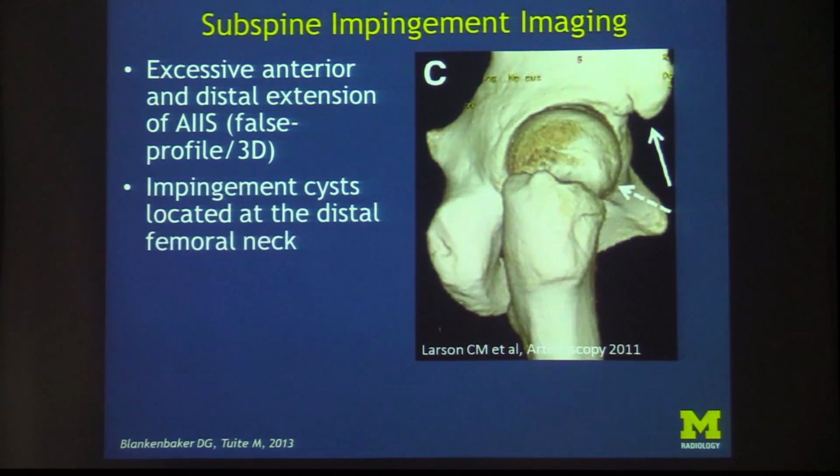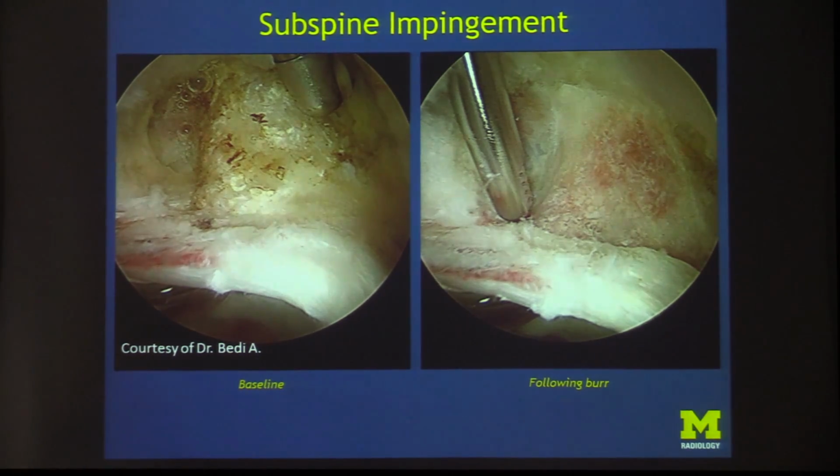And what is the treatment? Again, in the proper clinical setting, the surgeon will perform an endoscopy. Here's that bony excrescence. He'll go in with a burr and trim it down. So that is subspine impingement.